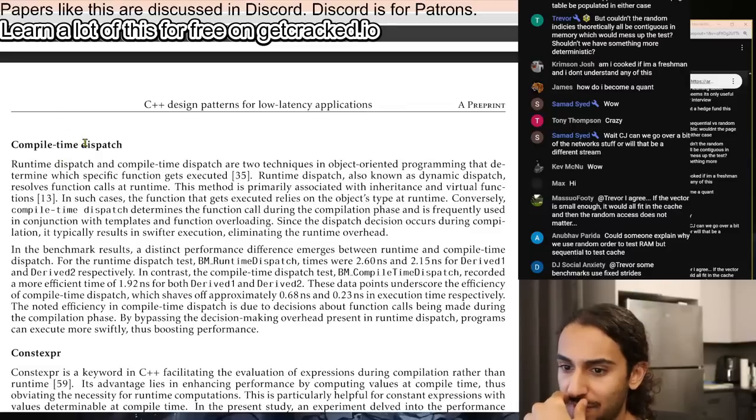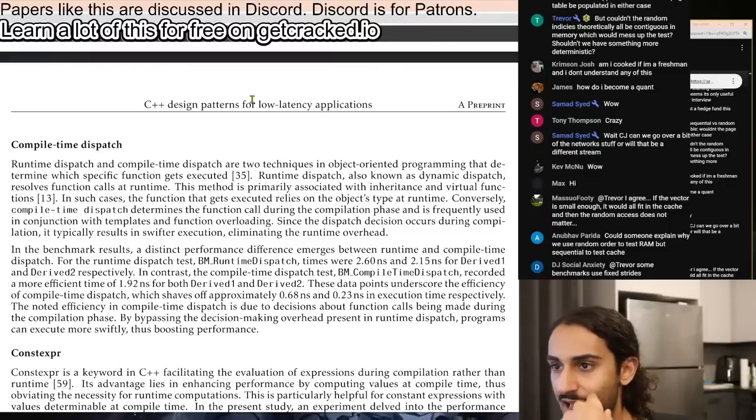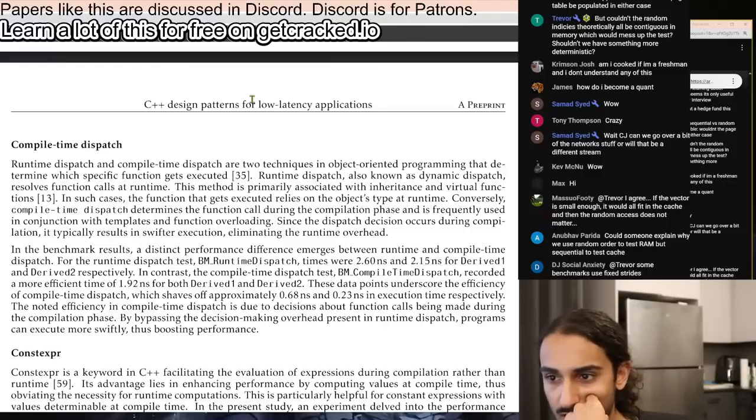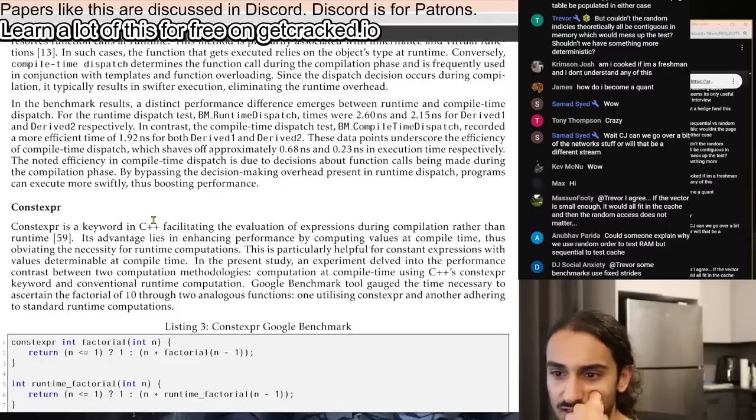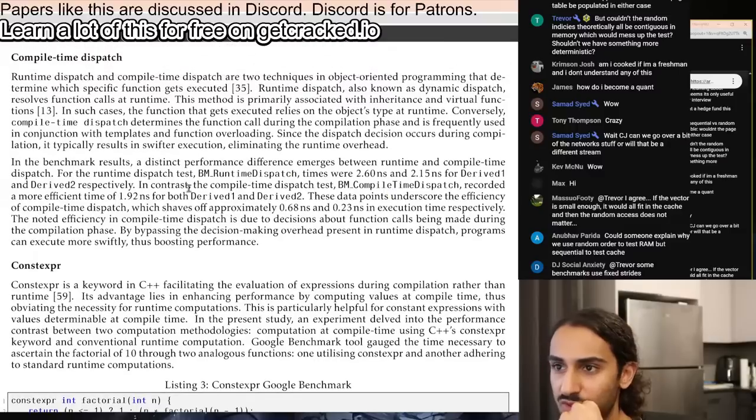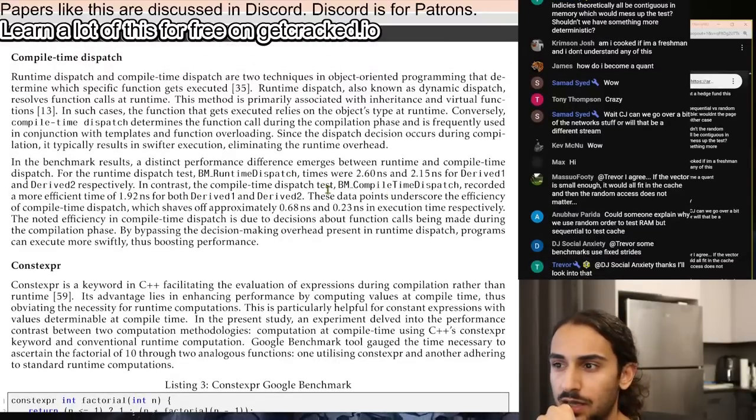Compile time dispatch. Runtime dispatch and compile time dispatch are two techniques in object-oriented programming that determine which specific function gets executed. What we're interested in here is, actually, let's read this part. A distinct performance difference emerges between runtime and compile time dispatch.